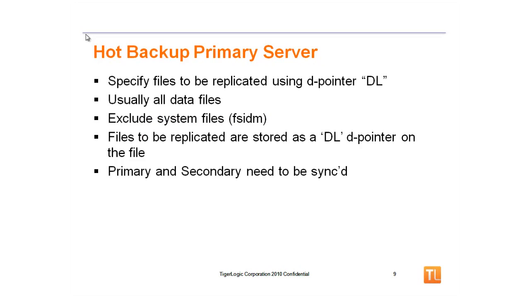Setting up the primary side of the Hot Backup, you really don't want to back up everything on the primary machine. Really what you want is your data, your application files. You don't want your configuration files for that primary machine to be replicated over because it is a unique secondary machine. So you want to exclude things like the files in the FSIDM account. You specify which files are to be replicated by using the D pointer on the file. So a DL type D pointer says log any transactions to that file. And there's some other D pointers we'll take a look at.